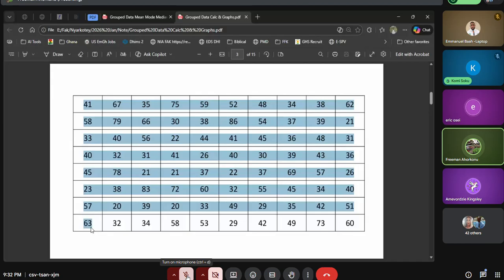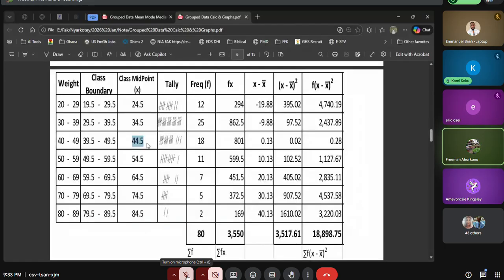We have 862.5. We use 44.5 to multiply 18. We have 801. We multiply 54.5 by 11. We have 599.5. We do that up to the last one, 84.5 times 2. We have 169. So you sum everything under f of x.